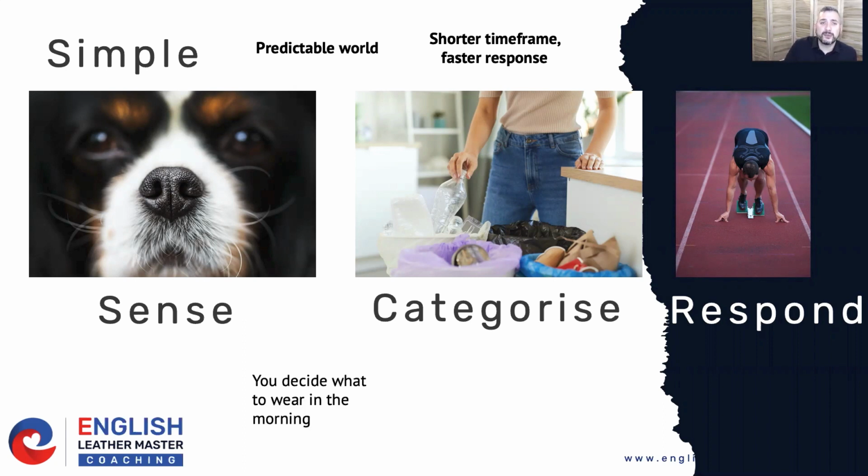So deciding what to wear in the morning, I look out the window, I say, is it hot? Is it cold? Is it raining? I categorize: today's a wet, cold day. Therefore, I'm going to wear a jacket.